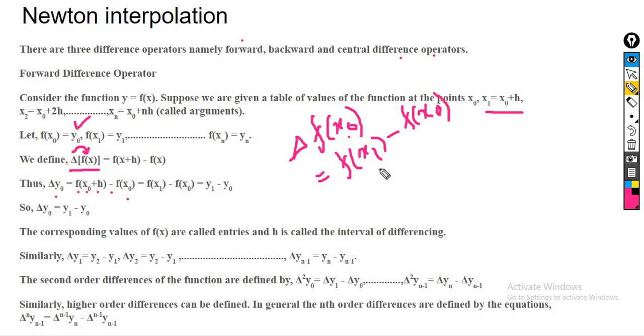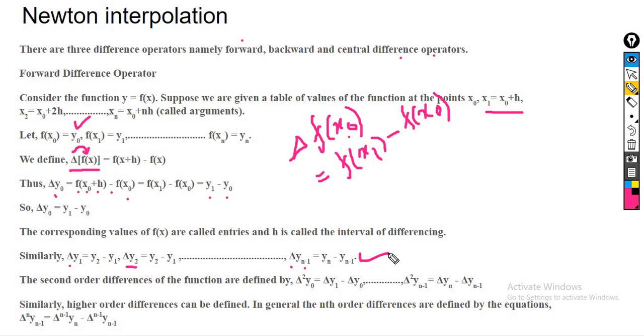So this can also be written as y1 minus y0. So this can be delta f of x0 or delta y0. So you can also write it for delta y1. Same concept. This will be incremented by 1, delta y2 up to delta yn minus 1. So we have this particular relation.